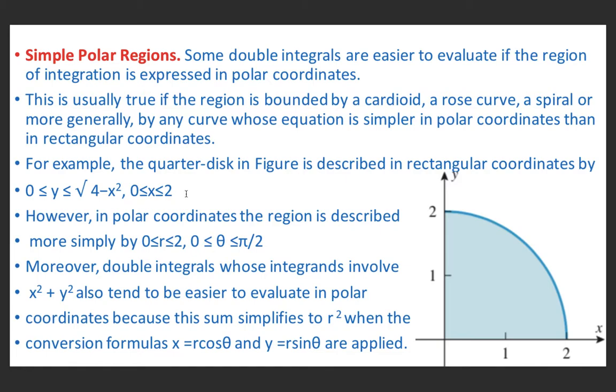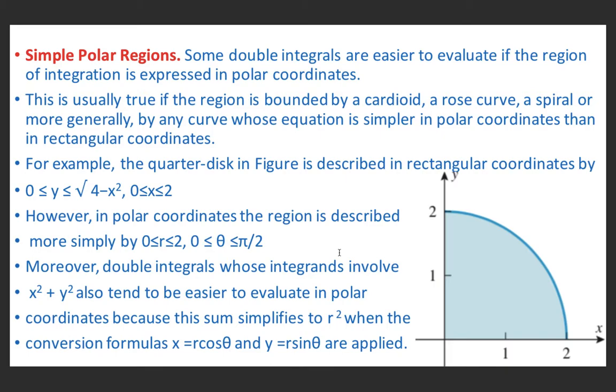If we express it in polar coordinates, then it can simply be described as r lying between 0 and 2 and theta lying between 0 and pi by 2. This is the line. In that case, this is theta equal to 0 and this is theta equal to pi by 2, and r lies between 0 and 2. So 0 less than or equal to y less than or equal to square root of 4 minus x squared, where x lies between 0 and 2, can simply be converted into 0 less than or equal to r less than or equal to 2, where theta lies between 0 and pi by 2 in polar coordinates.